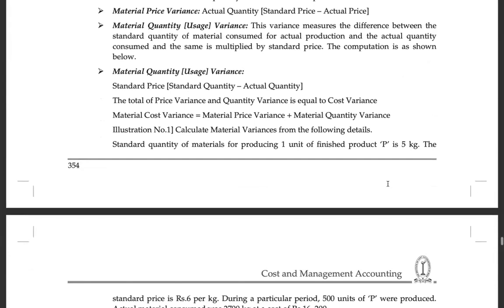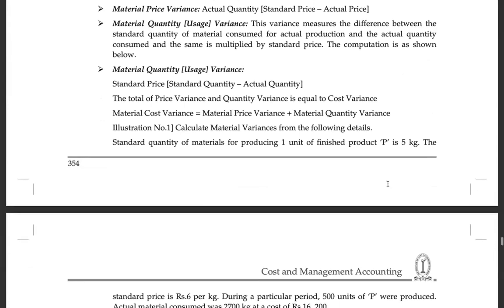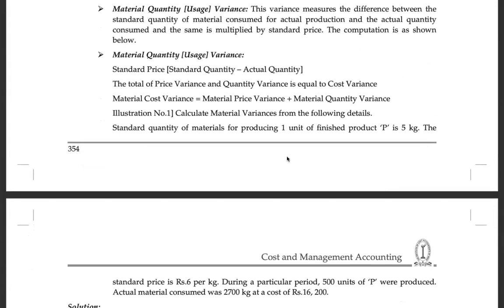Now let's take a problem and fit that problem in these equations. Calculate material variances from the following details. Standard quantity of materials for producing 1 unit of finished product P is 5 kilograms.